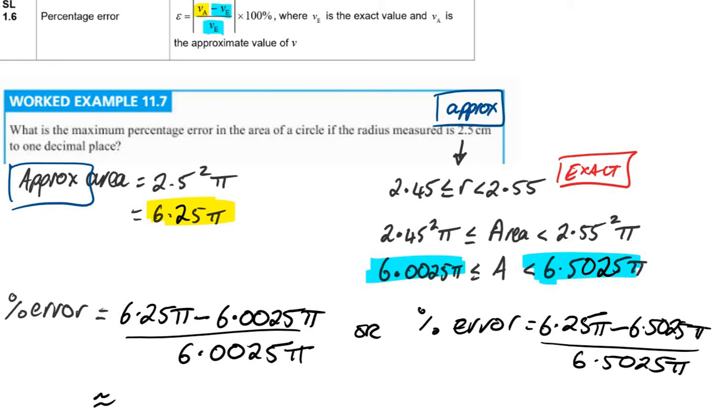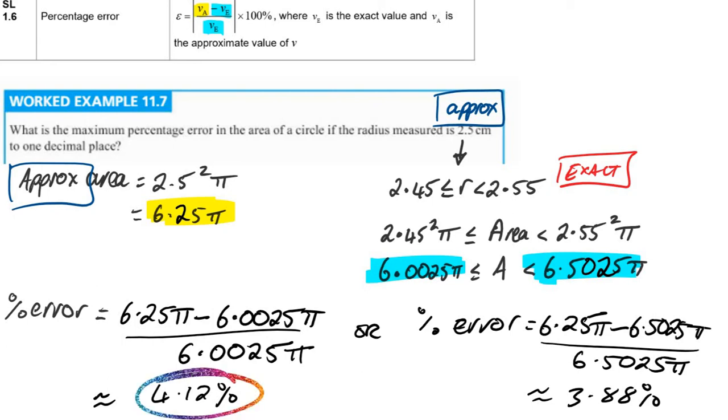Okay, and so what we find is that this one is 4.12%, this one is 3.88%. Alright, so this one is the maximum percentage error. Alright, so in this case, we have a very clear approximate.